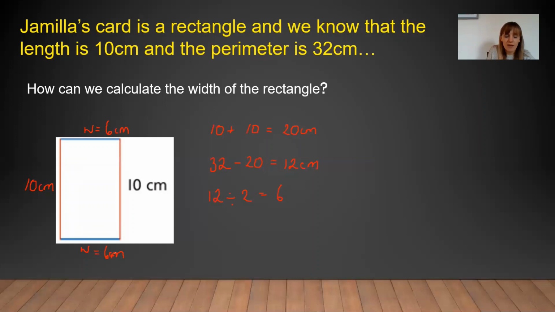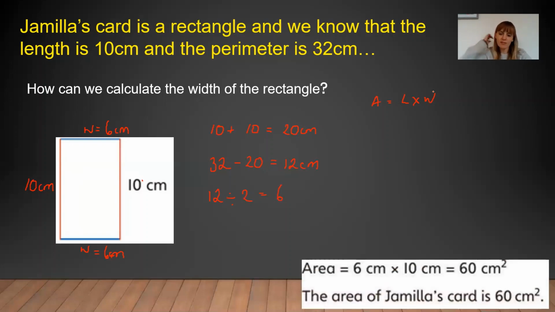So do you see how we've calculated that? We've got, right, the 2 lengths add up to 20. I've taken that away from 32 to see what's left and then halved it. And that's given me then one of the widths. Now, are we finished? No, we're not, are we? Because we need to find out the area of the shape now. Now, remember, area is length times width. So this time we've got to do 6 times 10 centimetres, which equals 60 centimetres squared. So actually the area of Jamila's card is 60 centimetres squared.